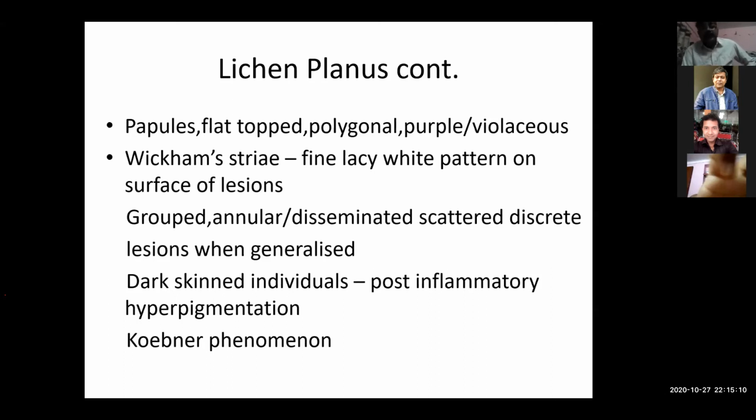Now, how do they look? They may be scattered, discrete. The lesions, papules, may be in groups. They may be annular. Annular lichen planus may be present on the face. They may be present on the penis, and they may be disseminated too, especially when they are generalized. As I was mentioning, the eruptive variety of lichen planus can present like this. And in dark-skinned individuals like us, the incidence of post-inflammatory hyperpigmentation is very important.